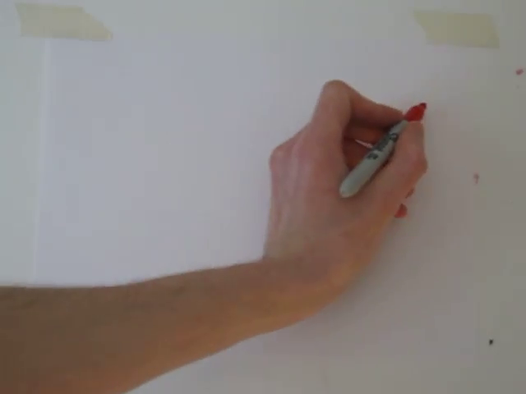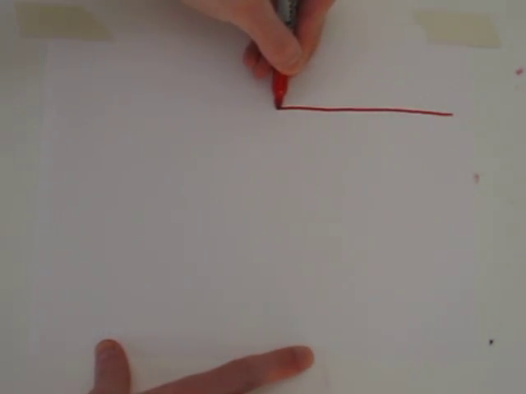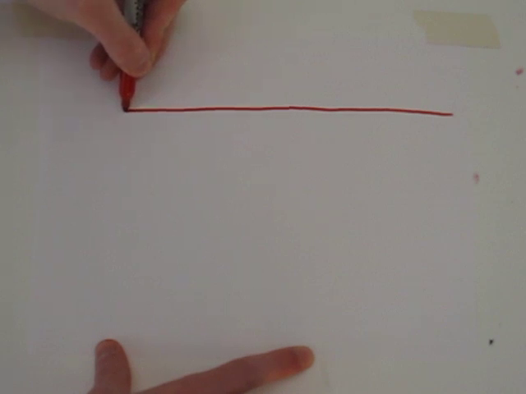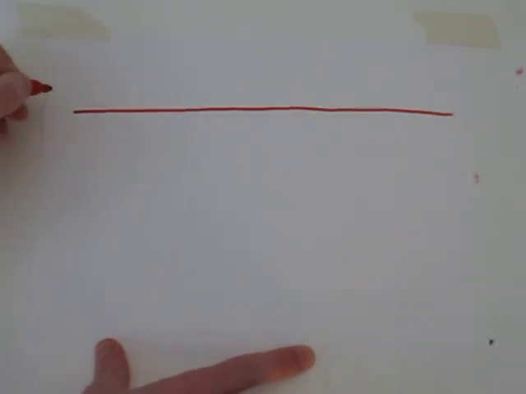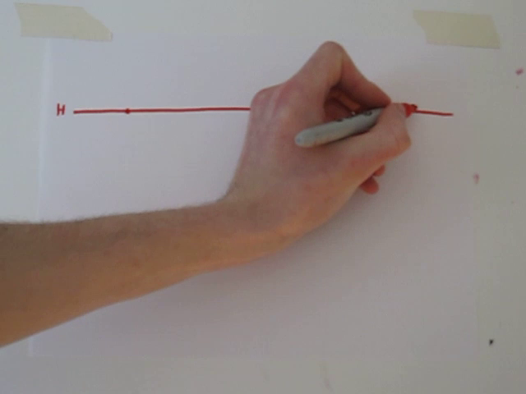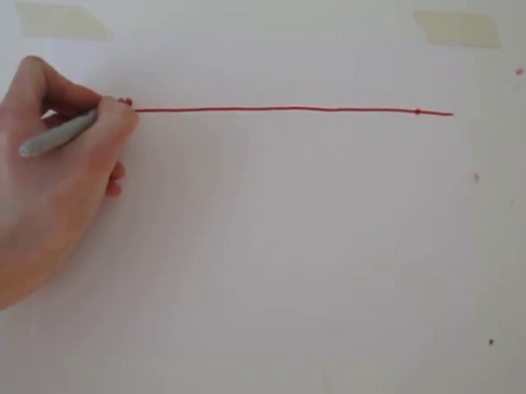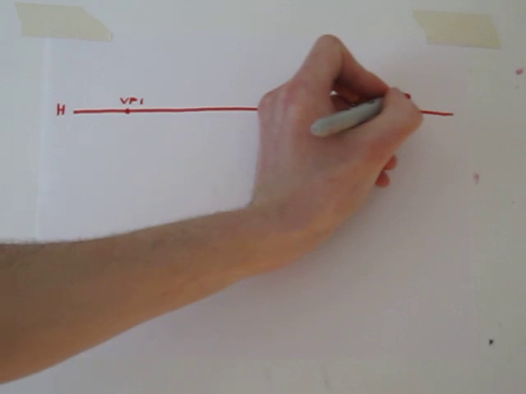So we're going to create a line, a horizontal one. And this will be our horizon line. Next, we're going to put two vanishing points. You can place them anywhere you like. I'm just going to place one over here and one over here. That's vanishing point 1, and that's vanishing point 2.